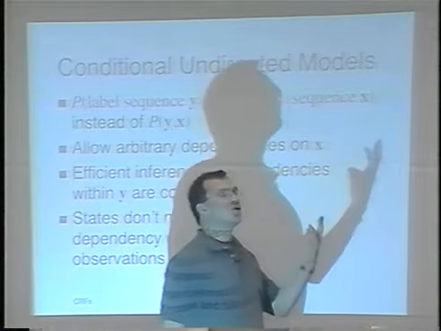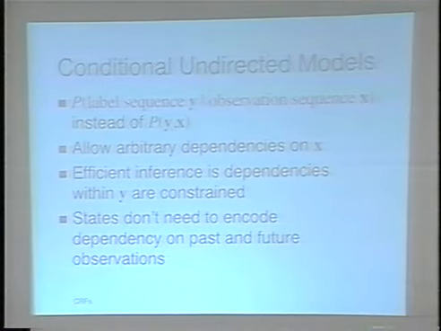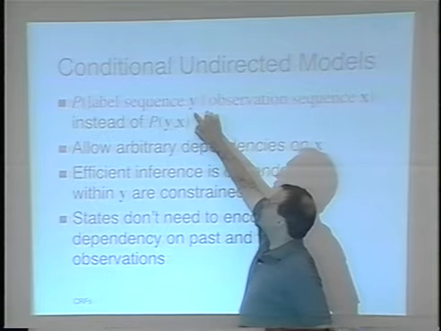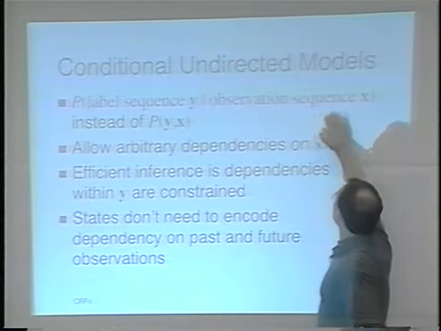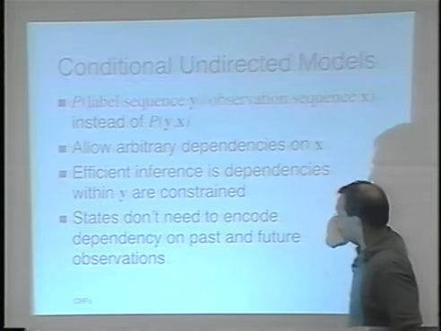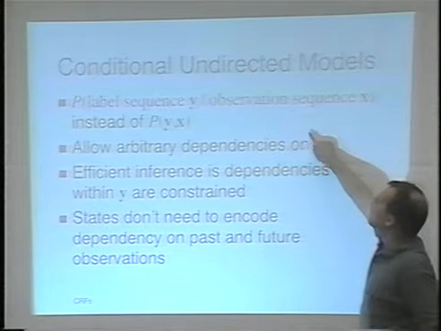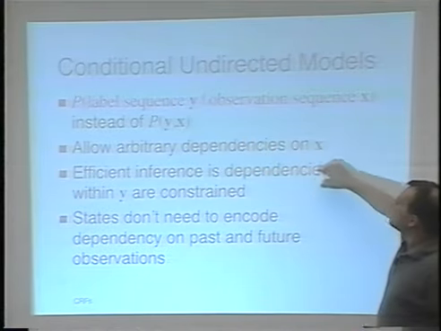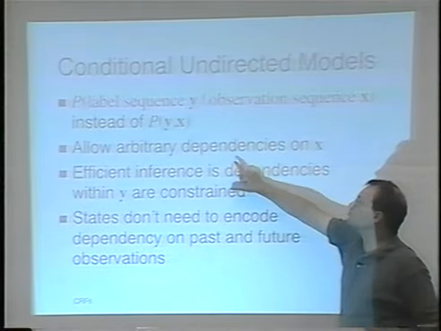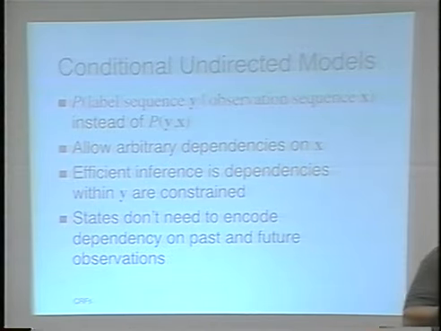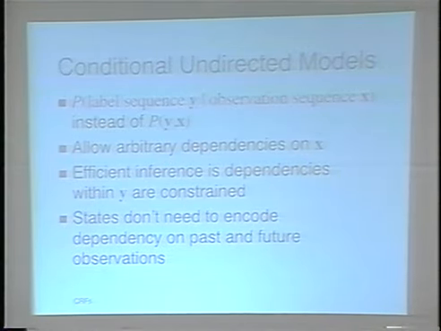Let's go back to this global model that I started talking about. I'm going to look at the probability of a whole label sequence or output sequence given an observation sequence. Now, I'm going to allow arbitrary dependencies on the observations. But I'm going to constrain the dependencies within the labels so that the inference and decoding are tractable.